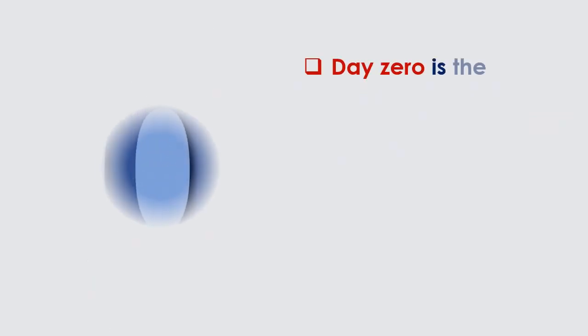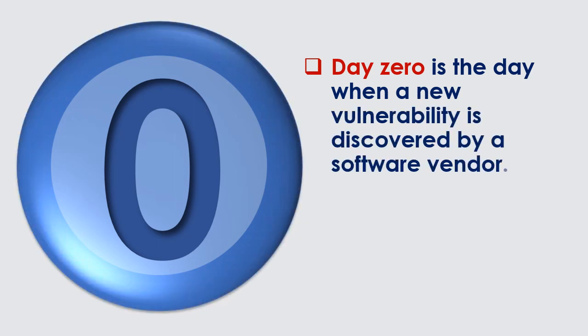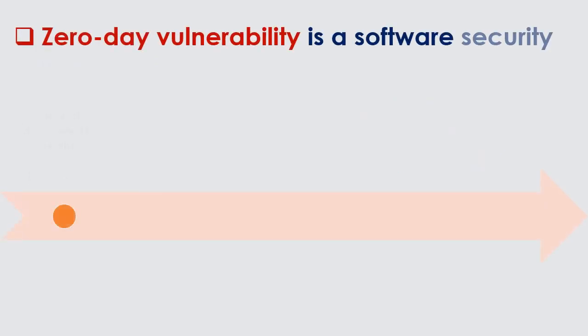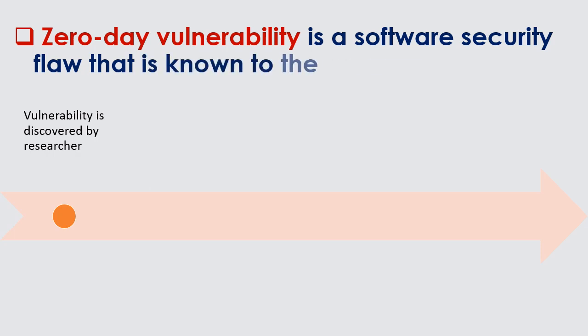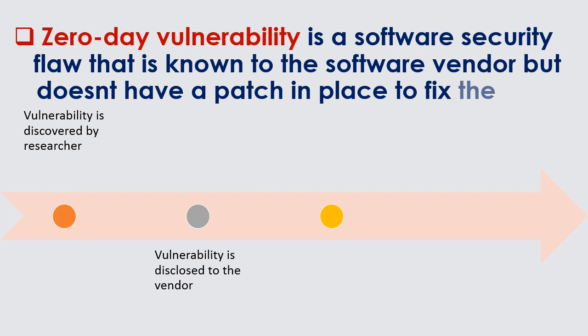Day 0 is the day when a new vulnerability is discovered by a software vendor. From that moment of 0-day detection, the clock is ticking for the software vendor to produce a patch as quickly as possible. A 0-day vulnerability is a software security flaw that is known to the software vendor but doesn't have a patch in place to fix the flaw. It has the potential to be exploited by cybercriminals.